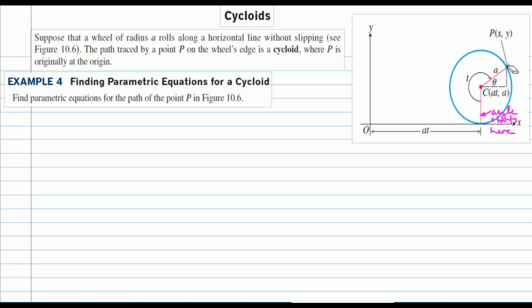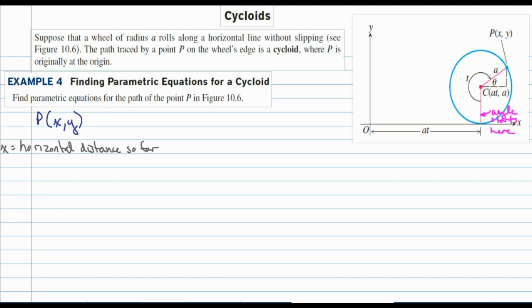So this point P, if we trace it all the way through this curve as the wheel is spinning, that curve is called a cycloid, where P is originally at the origin. So P started here. Now we want to find parametric equations for the path of point P. All right, well, the path of point P, if it's parametric, is going to be a function of x of t and a function of y of t.